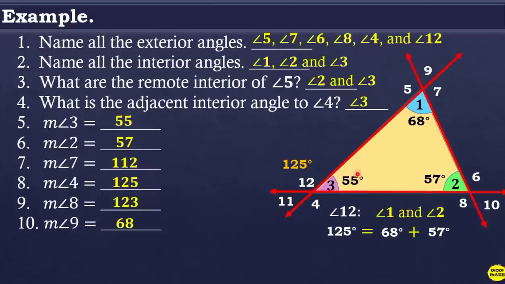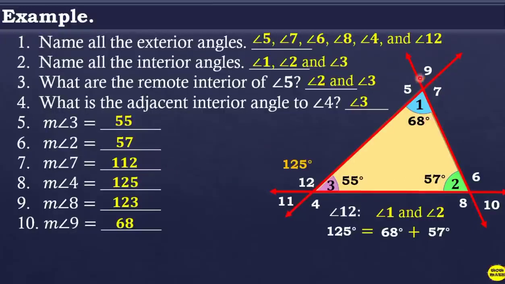So, 68 plus 55. Para makuha mo si angle 4. So, si angle 4, para makuha natin ang measure ni angle 4, given siya dito, di ba? That is 125. So, kung hindi to given, paano natin makukuha yung angle 4? I-add po natin yung kanyang dalawang remote interior. So, 68 plus 57, we have 125. Kaya, ayun po siya. Okay?